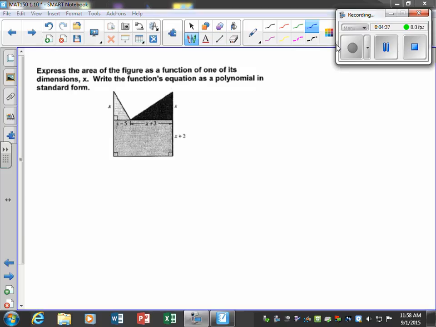Okay, we come to our last problem for this. Express the area of the figure as a function of one of its dimensions, x. So, the area of this entire figure. Write the function's equation as a polynomial in standard form.